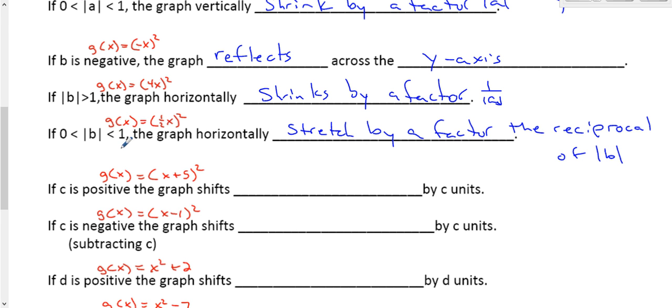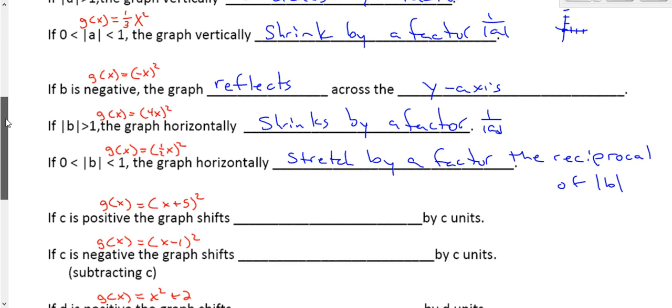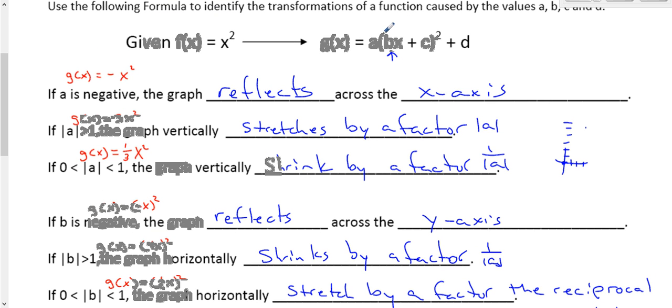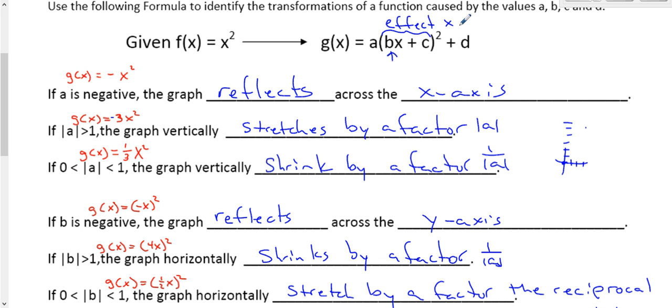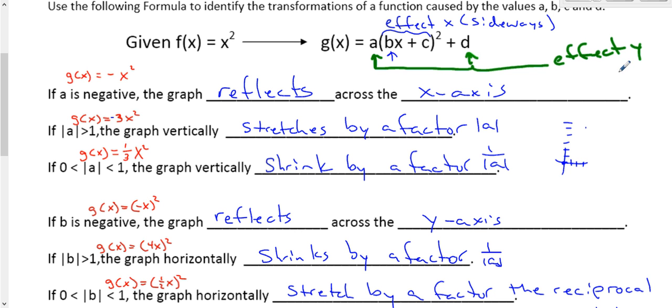Okay? So the other thing to think about is anything that comes on the inside, this affects the x, which is sideways. Anything on the outside, like the A here or the D, those affect the y value, which is up and down.